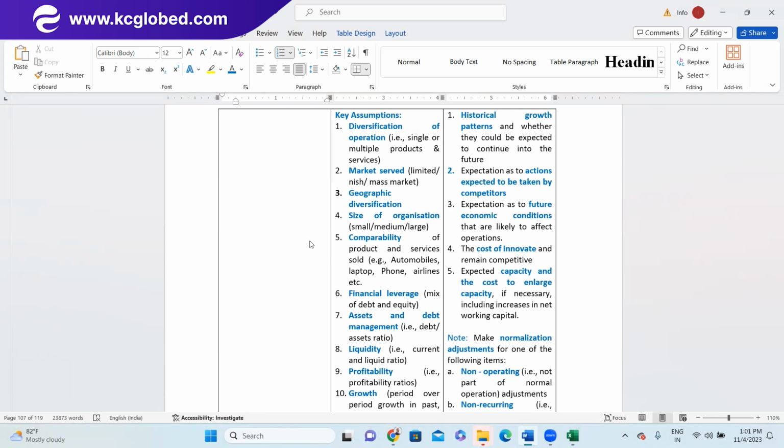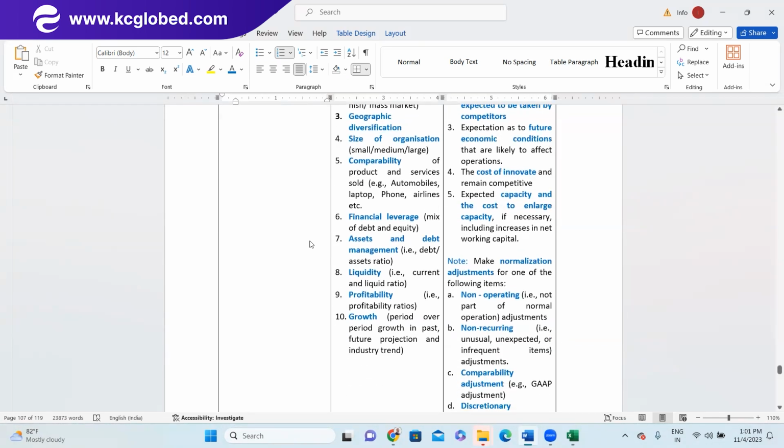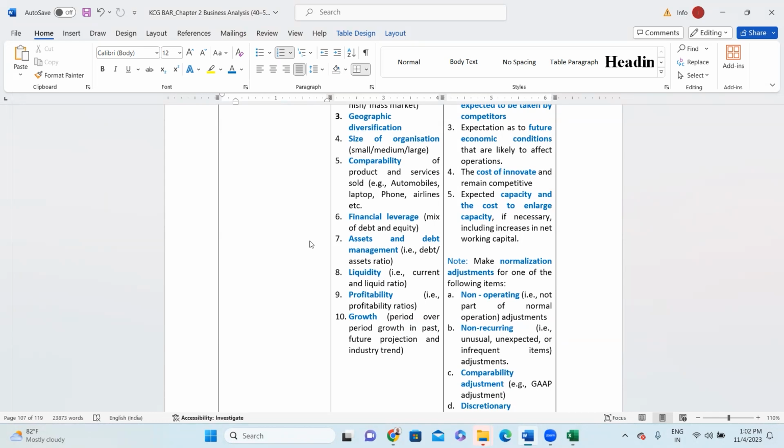Third is geographic diversification, right? How many locations are you covering? Are you only in the United States of America, or do you have operations outside the United States of America? If you have operations only within the United States, do you have operations in only one state, or in multiple states? All those things you need to keep in mind, because each geography has its respective market dynamics, right?